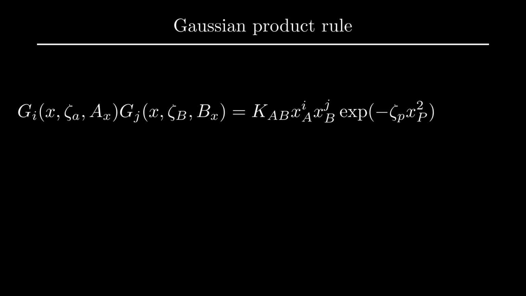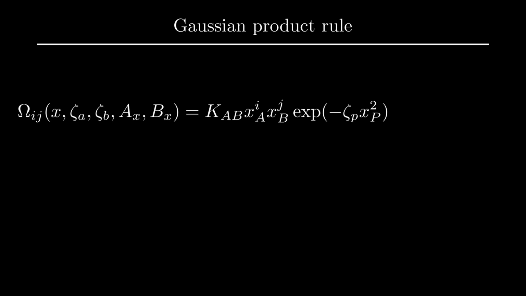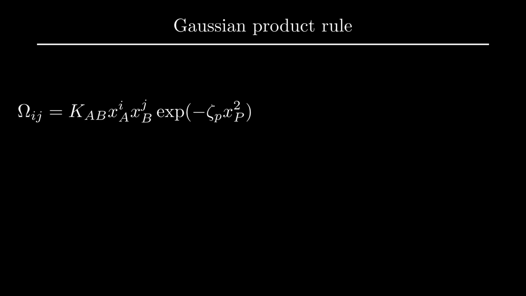Since we now know that a Gaussian product is always a Gaussian, we can write the product of our Gaussian basis functions as some constant times the exponential term. If there are any polynomial prefactors, they just get multiplied together. We will call this product of Gaussians, or the more common name, the overlap distribution, by the symbol omega. And to remove clutter, I won't explicitly write the arguments of the functions.